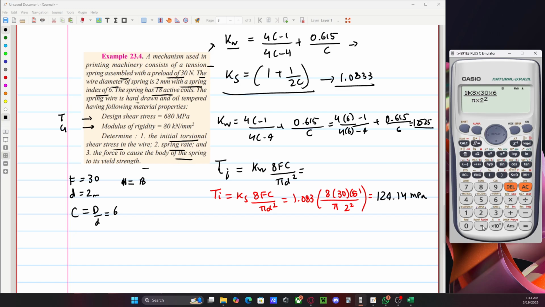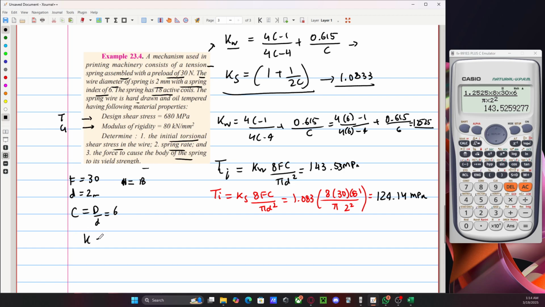So let's write 1.2525. We get a significantly higher initial torsional shear stress of 143.5 MPa. So 5.3, I guess. Okay. Now, why is this important? It's important to work out the spring rate, which is our constant, our stiffness, right?